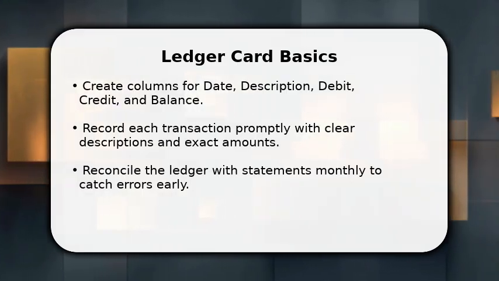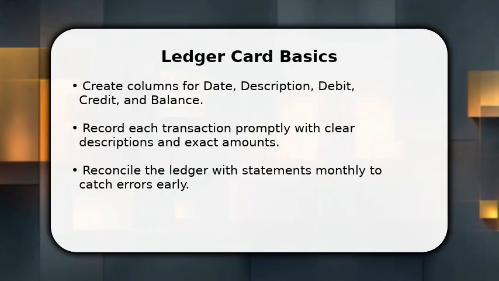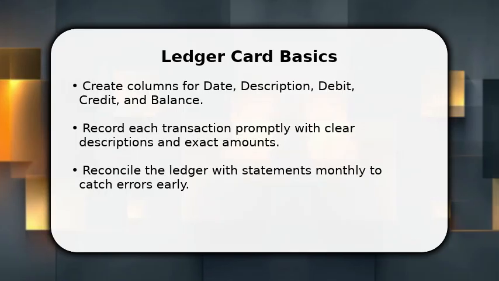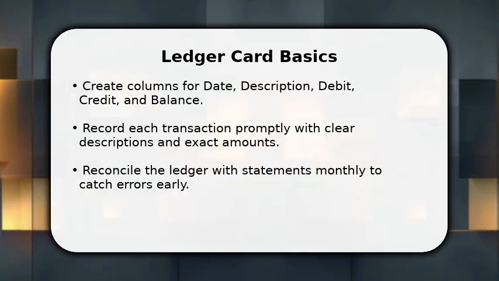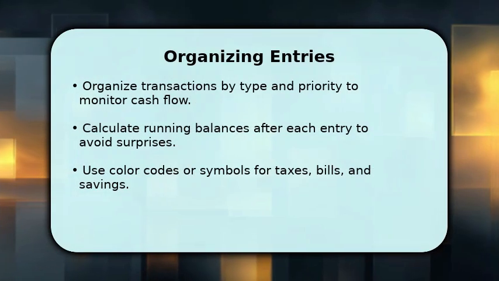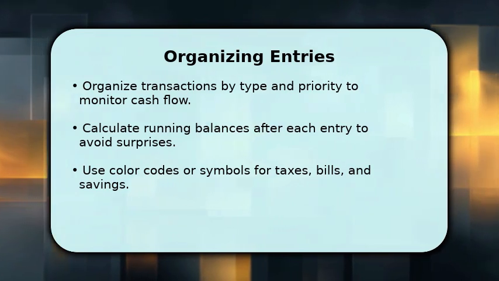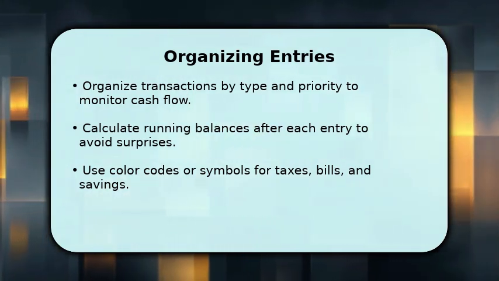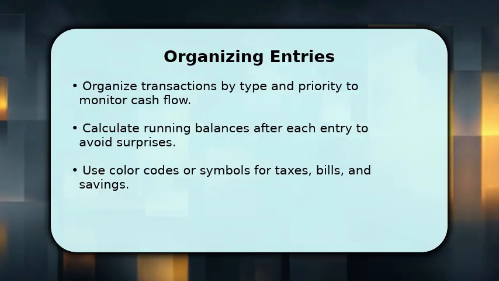Regularly reconcile your ledger with bank statements to catch errors early. Highlight recurring items with a symbol to simplify monthly reviews. Keep entries concise and consistent to make organized transactions by type and priority to stay on top of cash flow and obligations. Use consistent dating and descriptions so you can search entries quickly when needed.